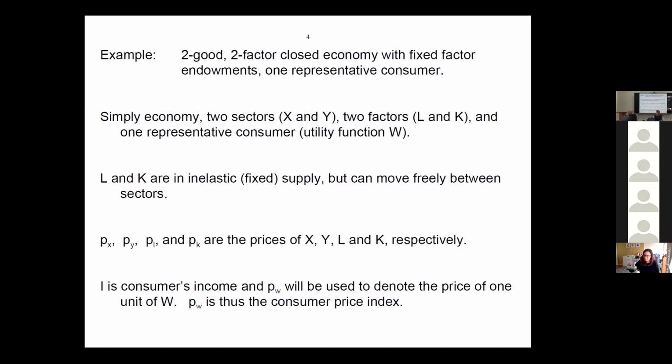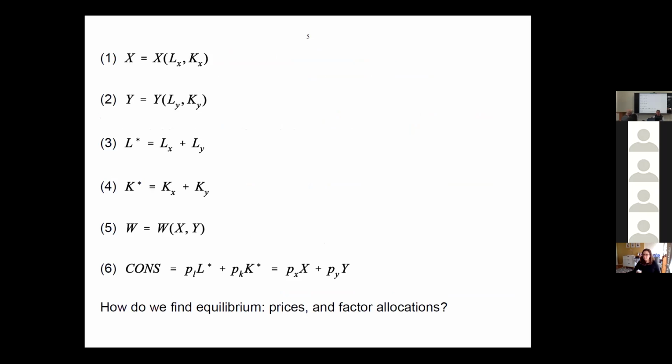So PX, PY, PL, and PK are prices of X, Y, L, K respectively. I is income, and PW will denote the price of one unit of welfare, or it's also called the expenditure function. If you read my notes, the JGEA paper. So PW is also what we refer to as the consumer price index. Models with many households, you can have each of them have a different price index if they have different preferences and things. So it's a really useful thing.